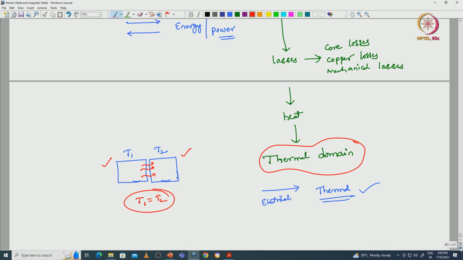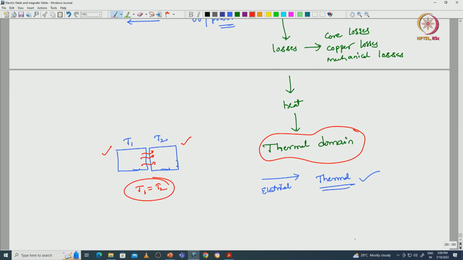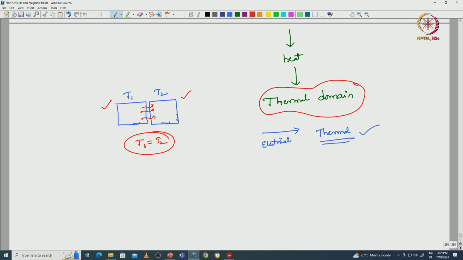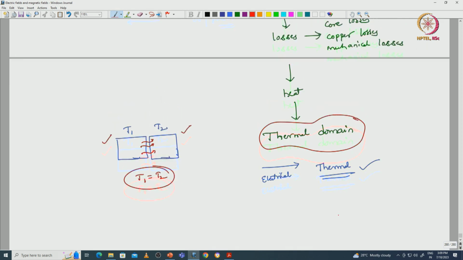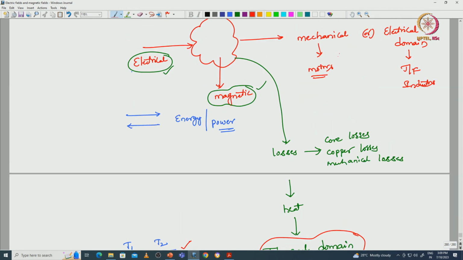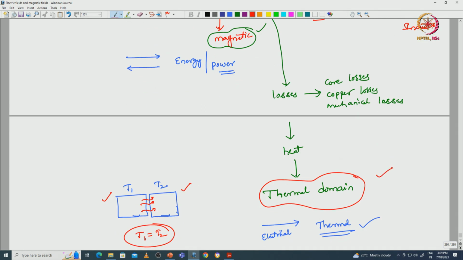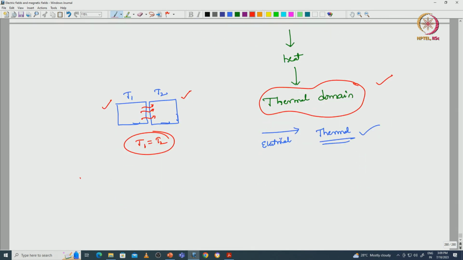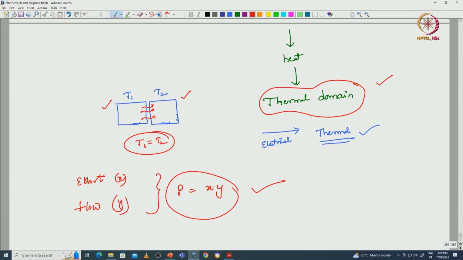And we will see the effort variables and flow variables across these two domains. In order to transfer power or energy from one domain to other domain, whether it may be electrical or magnetic or mechanical or thermal domain, we require effort and flow variables. Effort, let us say x, and flow variable is represented with y, then power is equal to x into y across all domains as per the energy conservation principle. It should match always.